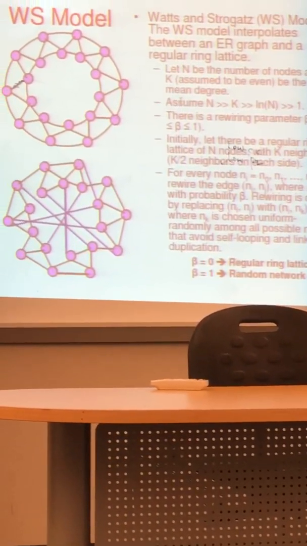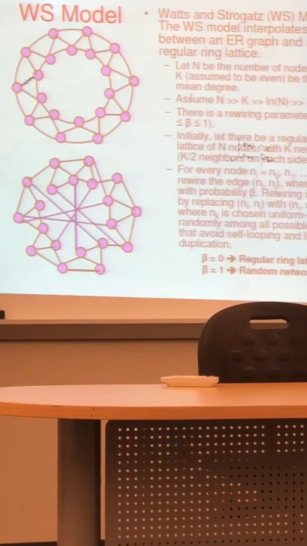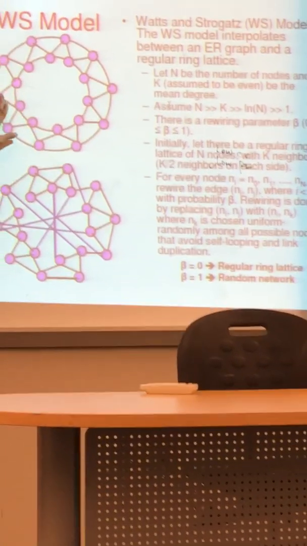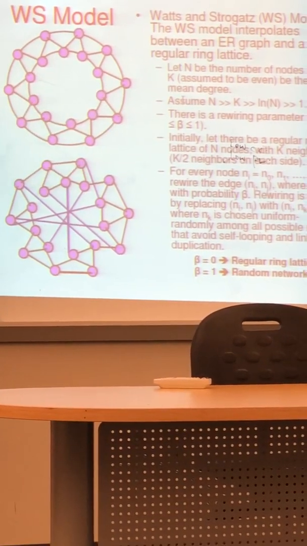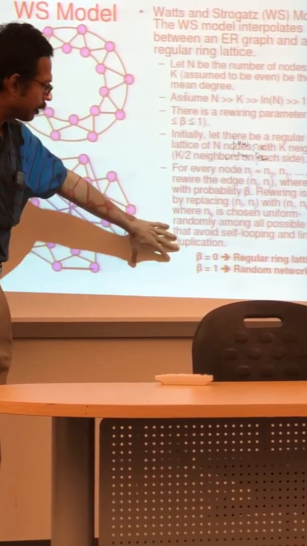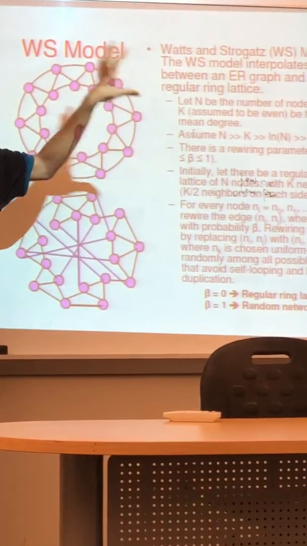So if beta is 0, which means what? The probability that any link here is rewired, meaning disconnected and the vertex is connected to somebody else, is zero. If it is 0, it means the network will not change. The regular network will stay as it is.